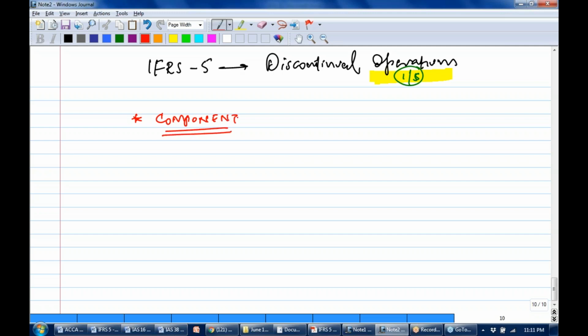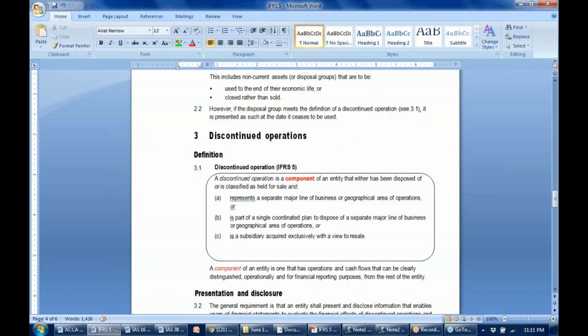To remember that this term component is, in the whole of the accounting standards, only used in this IFRS 5. That's all. Only for IFRS 5 and discontinued operation is the term component used. What is the meaning of the term component?